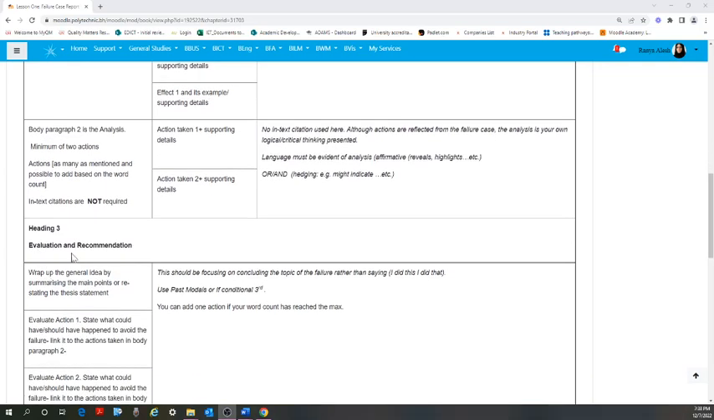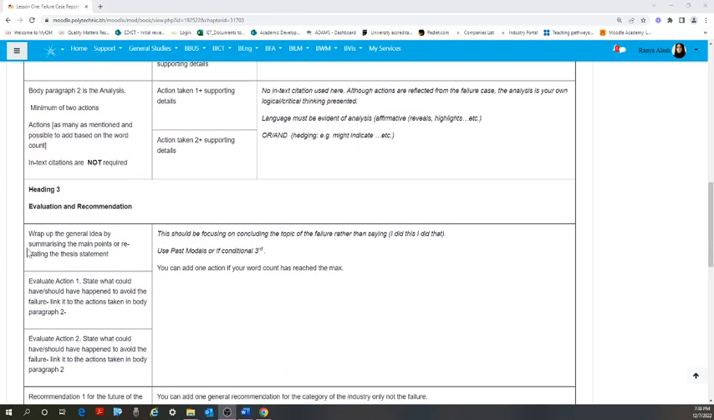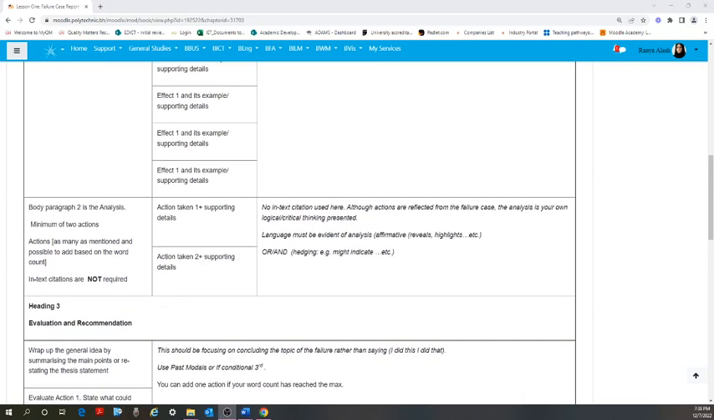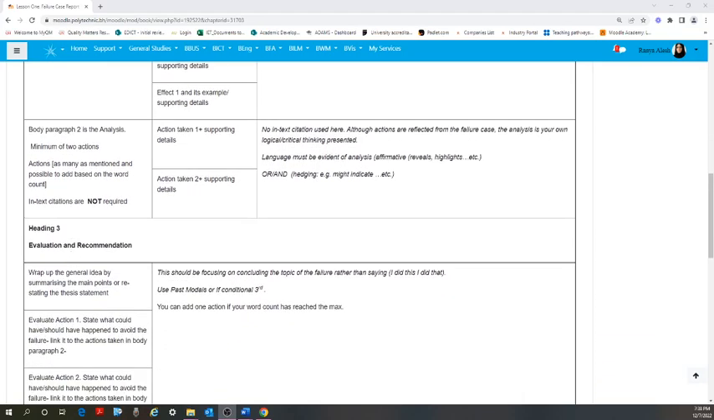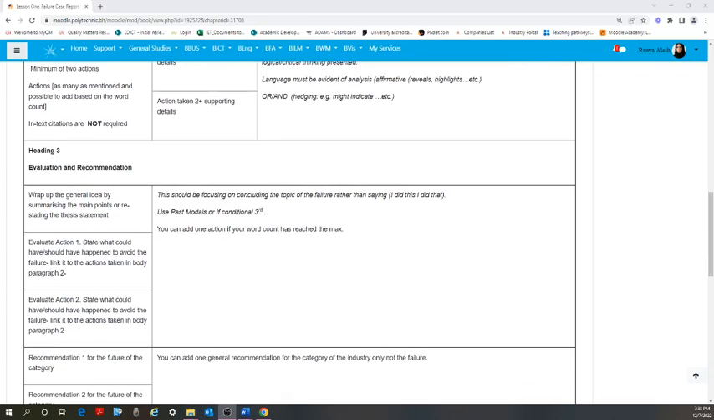Now, moving into evaluation and recommendation or conclusion, we need to wrap up the general idea by summarizing the main point or restating the thesis statement. Then we need to evaluate the action that we have already mentioned in the second body paragraph by saying what could have or should have happened to avoid the failure. And the same thing for the second action. We need to evaluate that action.